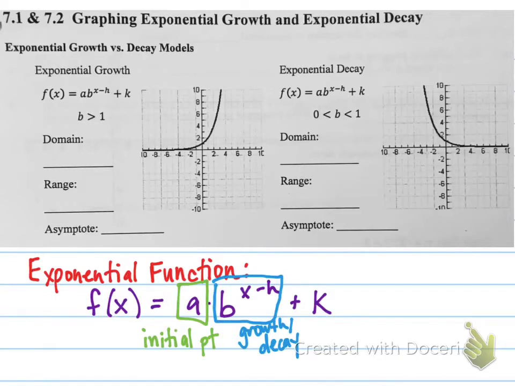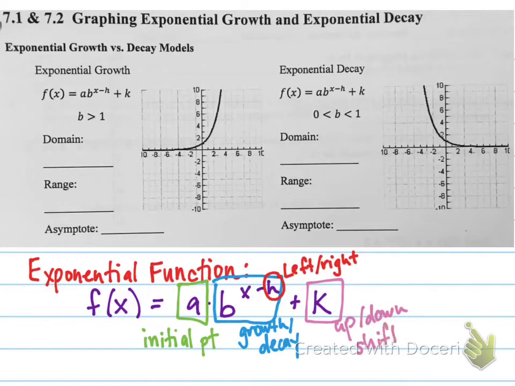If you have the minus h, it is similar to whenever we were graphing the quadratics. If you have a minus h, that's going to be your shift to the left or right. And then my k will be the obvious shift of whether it shifts up or down. So this would be my up or down shift.